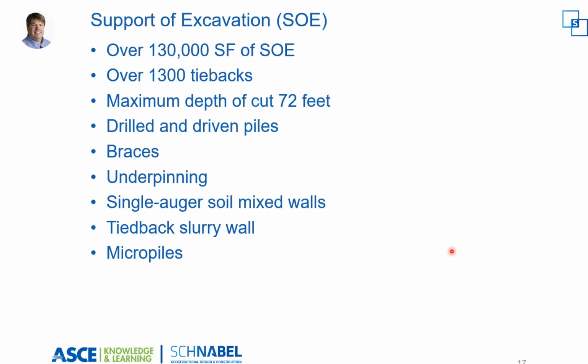We had some walls that were single auger soil mix walls, where we designed the shoring for a surcharge from the buildings. There was also, like I said, a slurry wall that went through the middle of the site that was installed by another contractor, but we installed the tiebacks. And then, not to be left out, we decided to add some micropiles. There were some micropiles in the project as well.